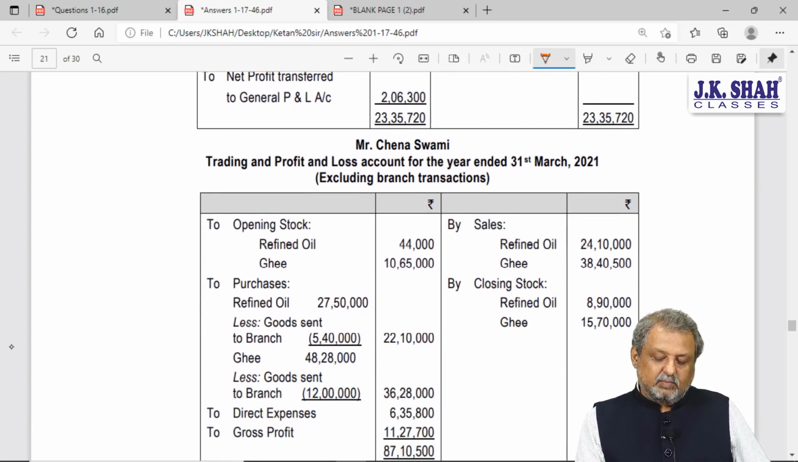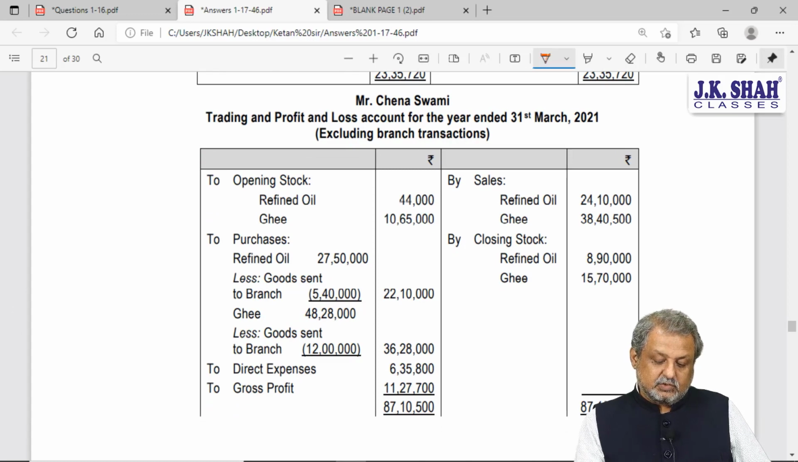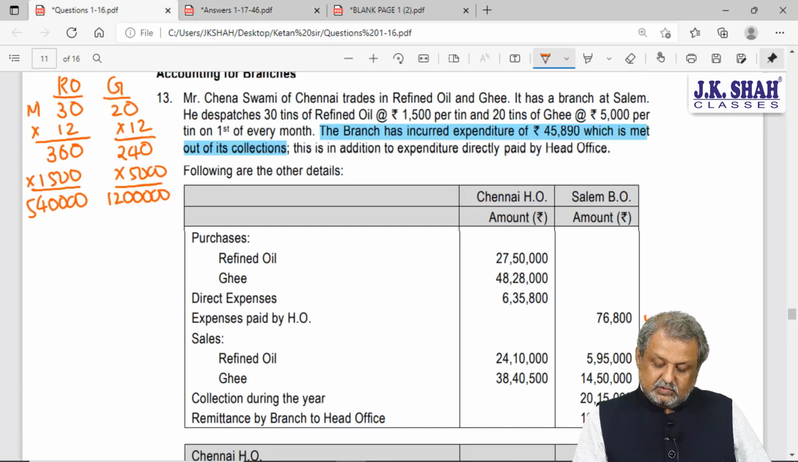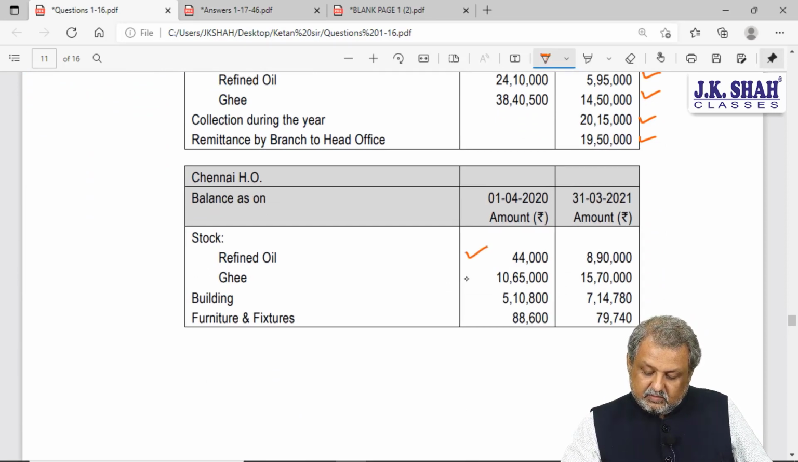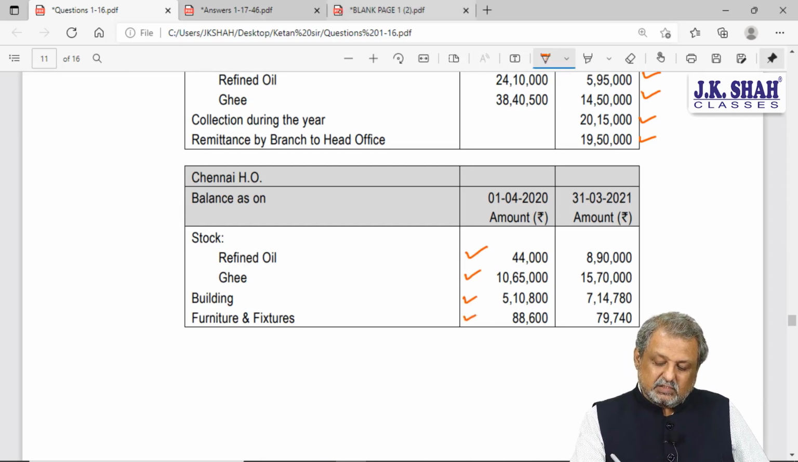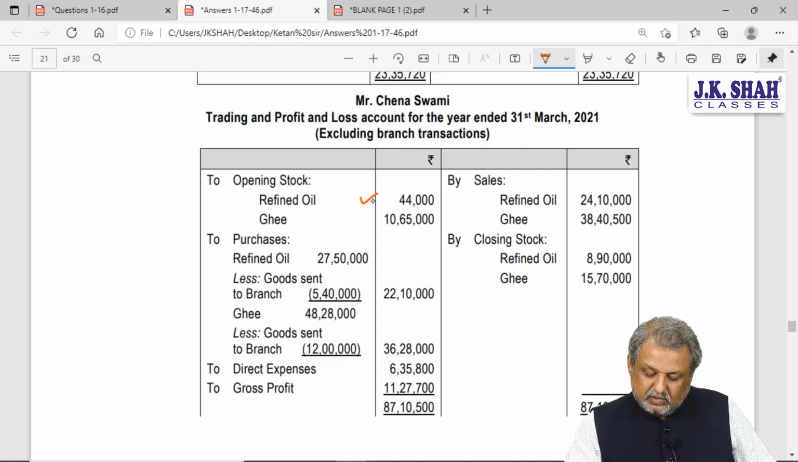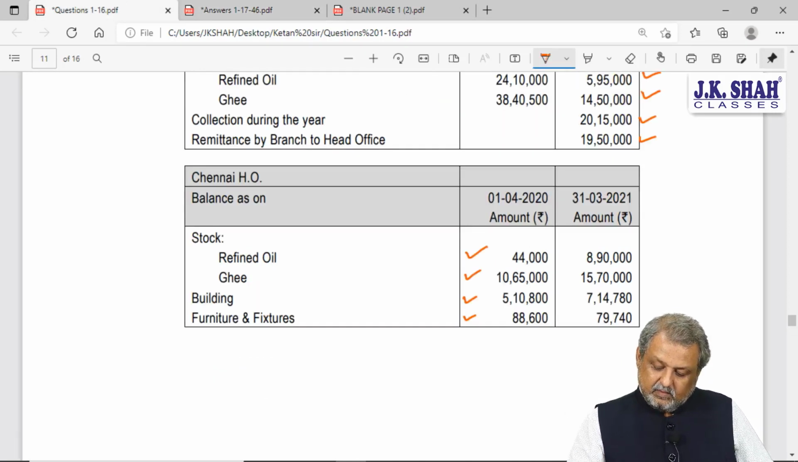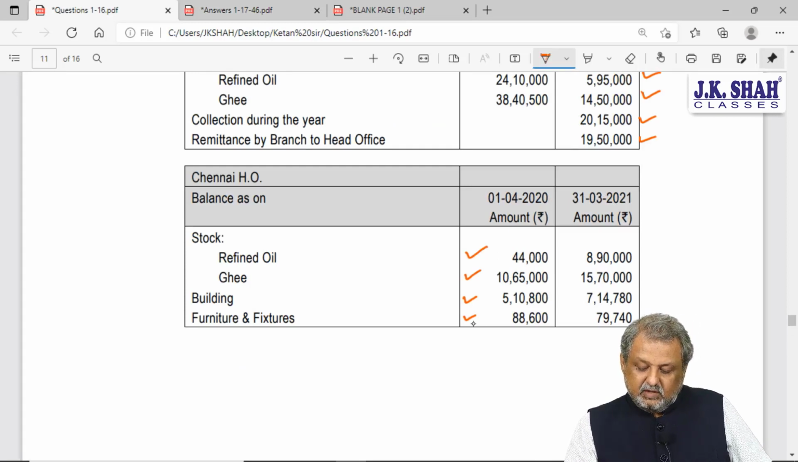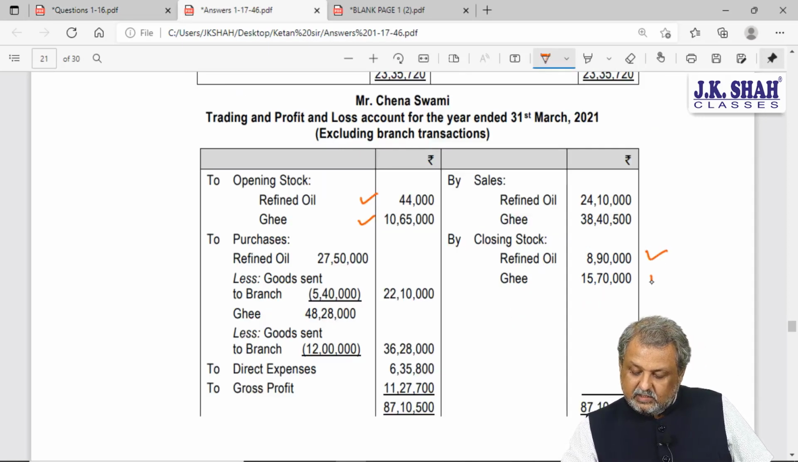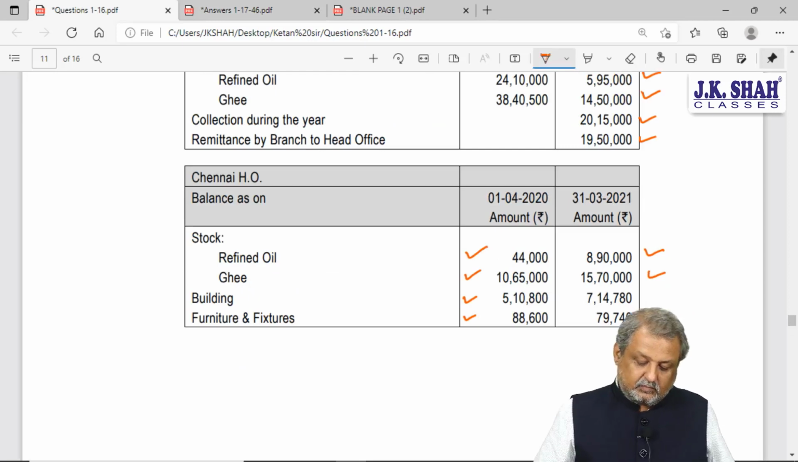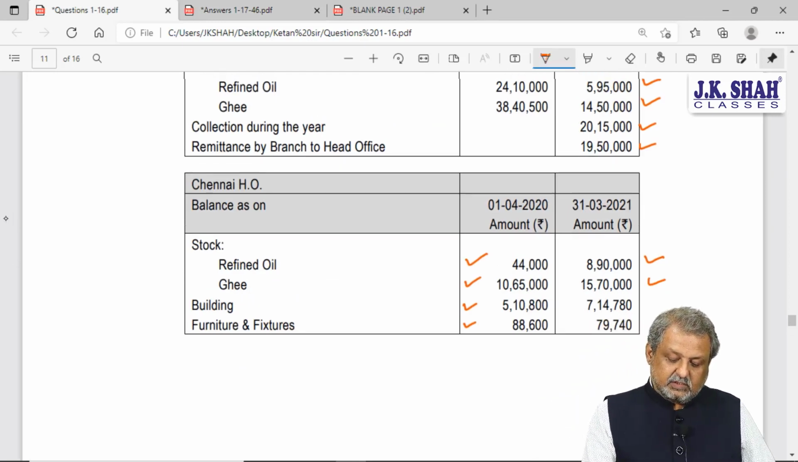Same way you have to prepare only head office transactions. First, head office, opening stock is given, building is given, furniture is given, but all this building furniture will be coming on the asset side. So opening stock is given, 44 and 1065. Building furniture only depreciation will be written. Closing stock is given, so trading account credit side 890, 1570. Building furniture will be going in the asset side.